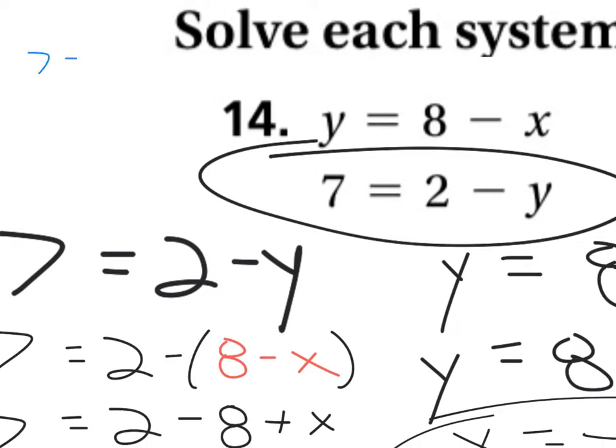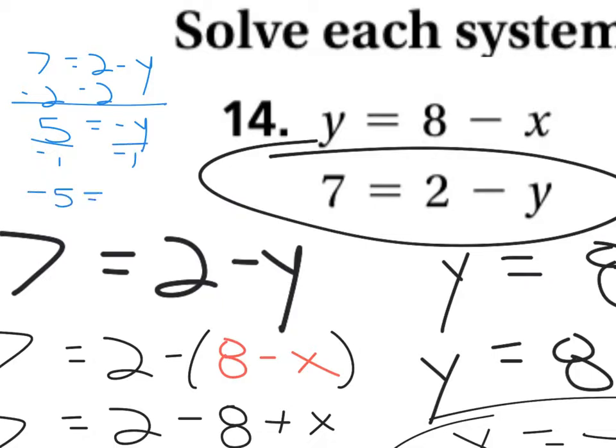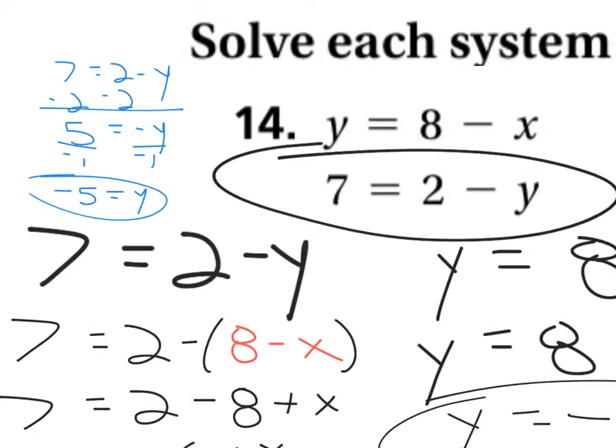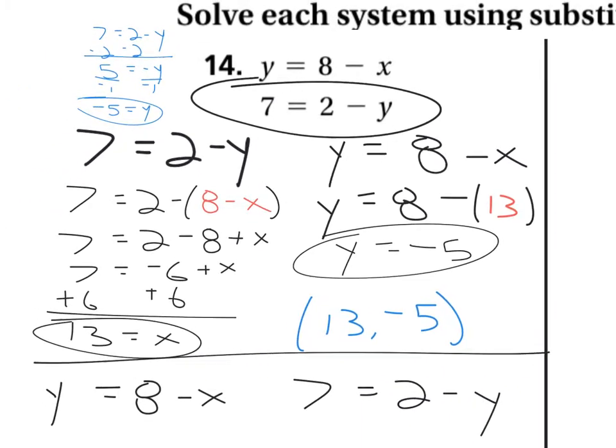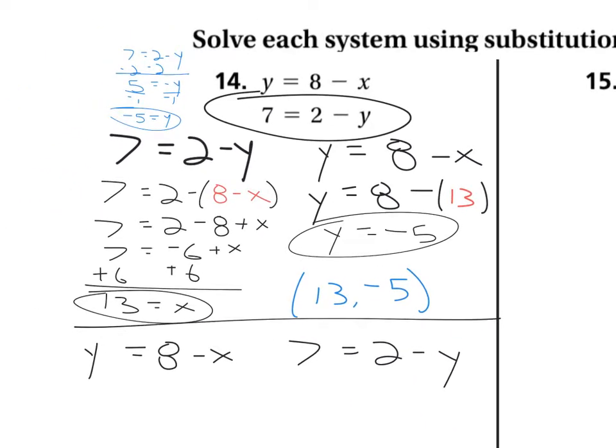I'll do it in blue. If you have 7 equals 2 minus y, I should have noticed this, I can subtract 2, and we get 5 equals negative y. Dividing both sides by negative 1, we get negative 5 equals y. And I actually didn't need the other equation to do that. See that? So I should have noticed that there's only one variable in there and we didn't need to actually substitute that in. Yep. So anyway, we did it.